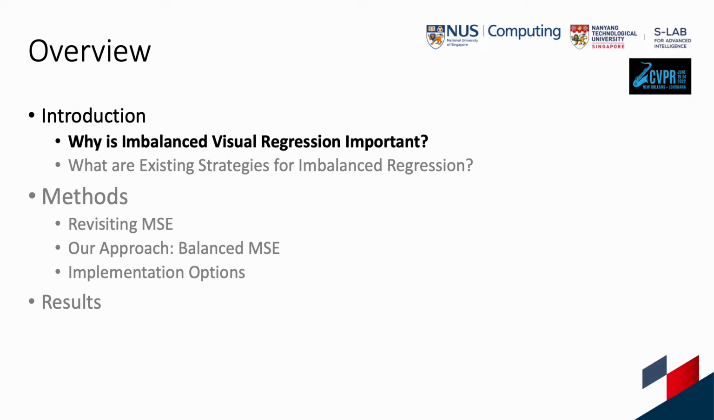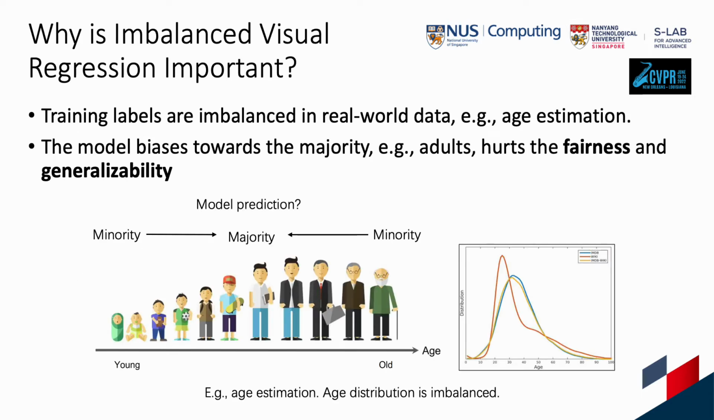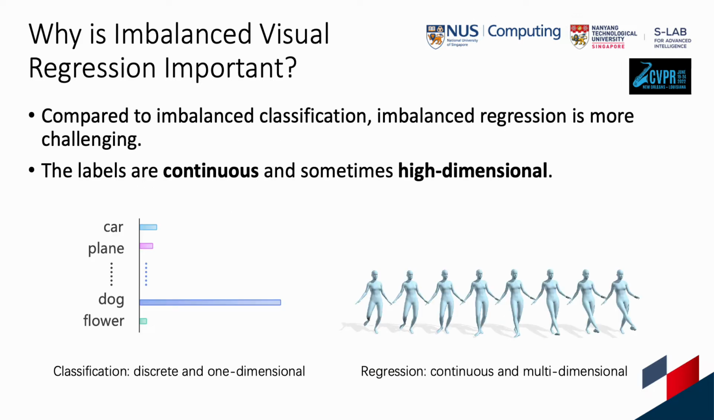We will first discuss why imbalanced visual regression is important. Data imbalance is common in real-world applications. In age estimation, most photos are from adults and relatively few photos are from children and senior adults. As a result, a model will underperform on minority groups. This hurts the model's fairness and generalizability.